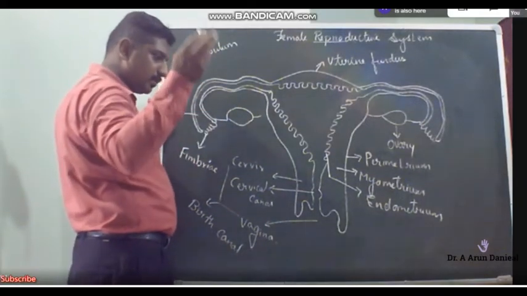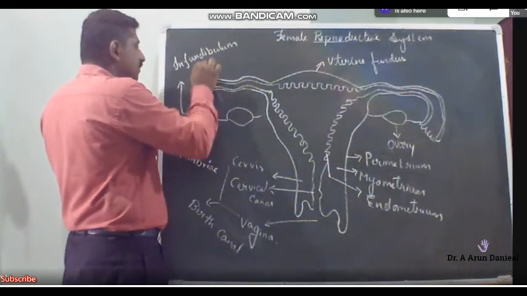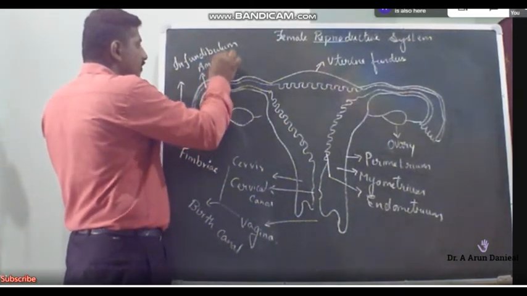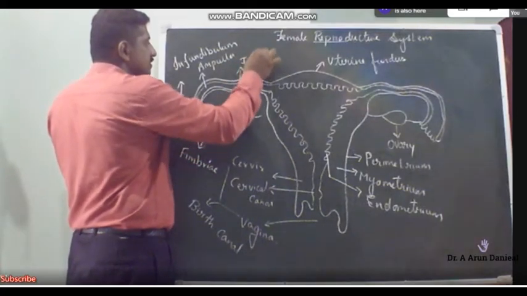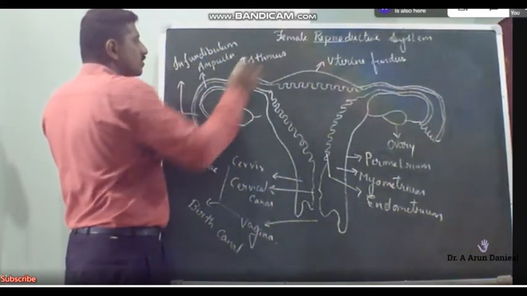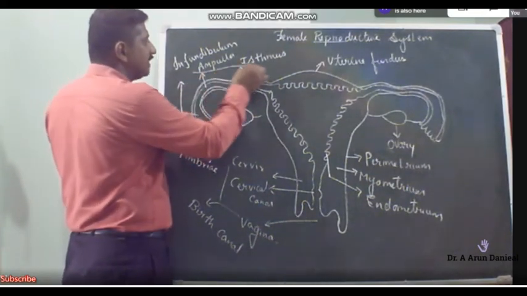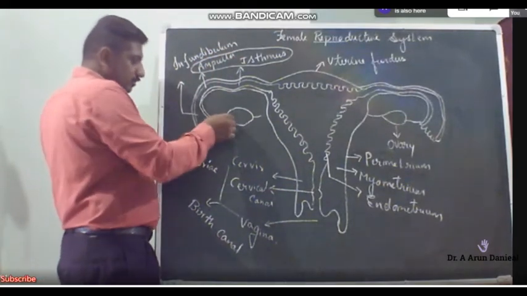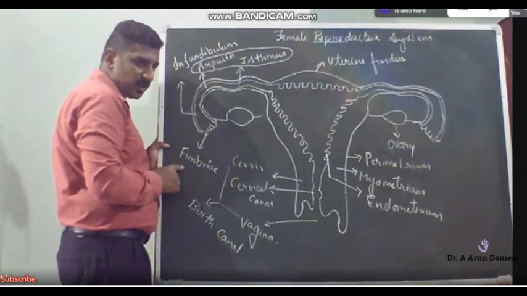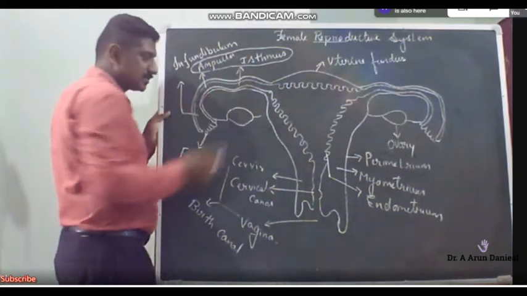Followed by the infundibulum, we have two important structures here. This is called the ampulla, and this area is called the isthmus. Some books say ampulla or some books say isthmus. I'll go with the ampullary isthmic junction as the site of fertilization. The one which receives the ova is called the fimbriae. The site of fertilization is the ampullary isthmic junction.